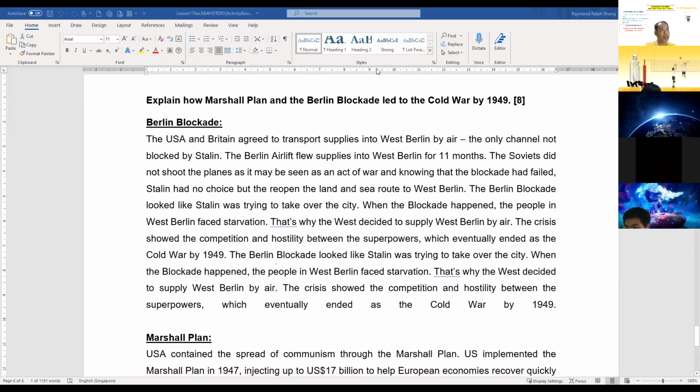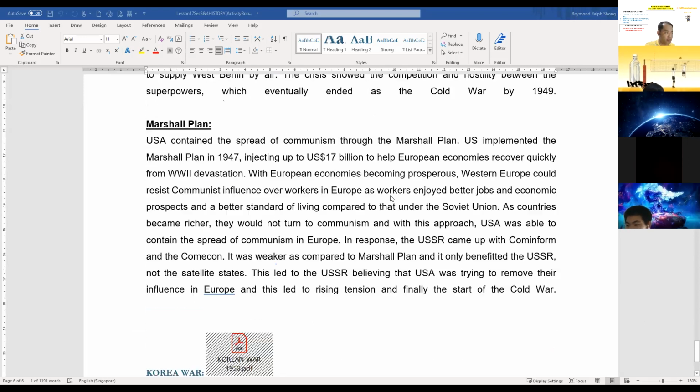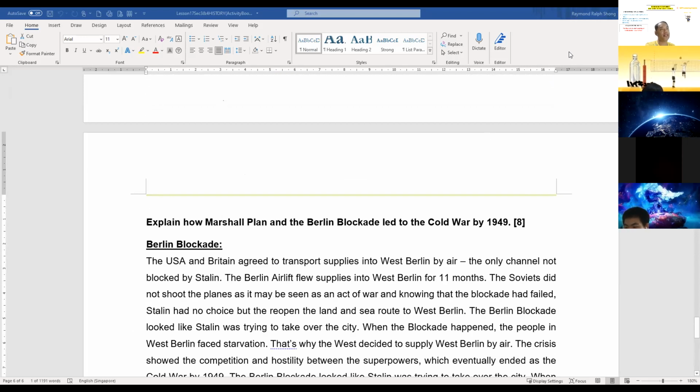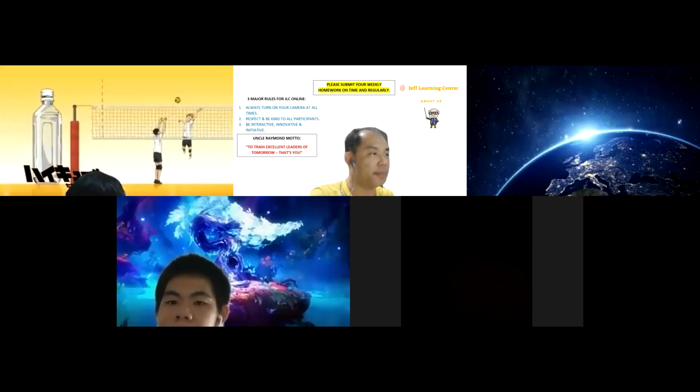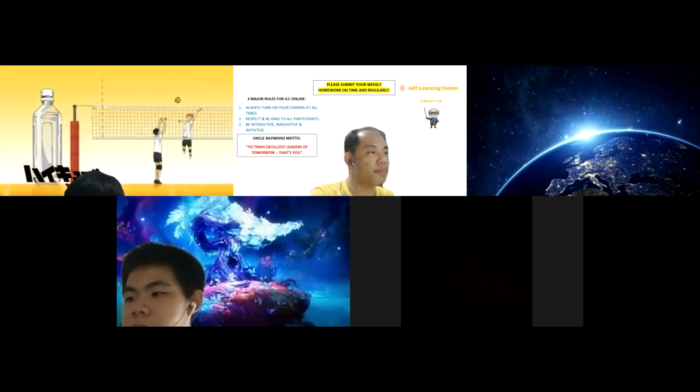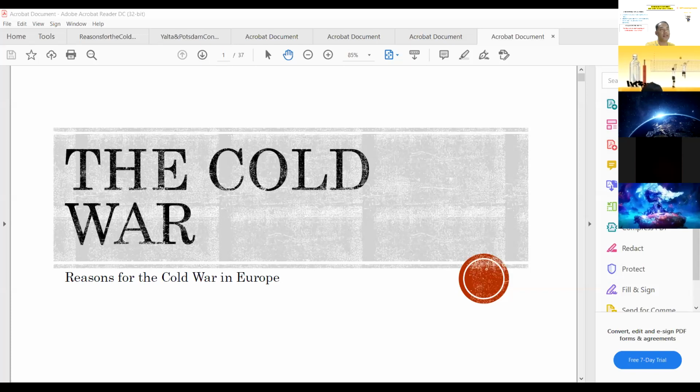Now, so we have roughly talked about these two plans. So now I just want to show you the start of Cold War first. Then I'll show you the pictures. Because I'm having a split screen, so give me a minute. I'm doing my best to move my.